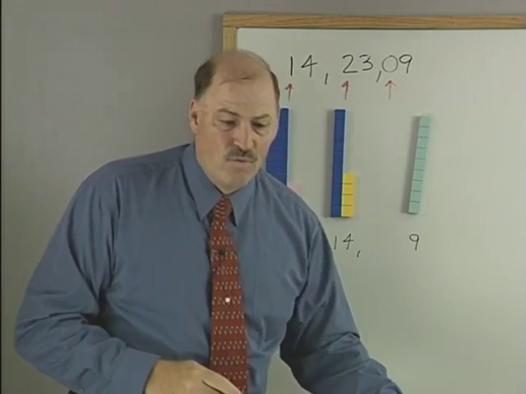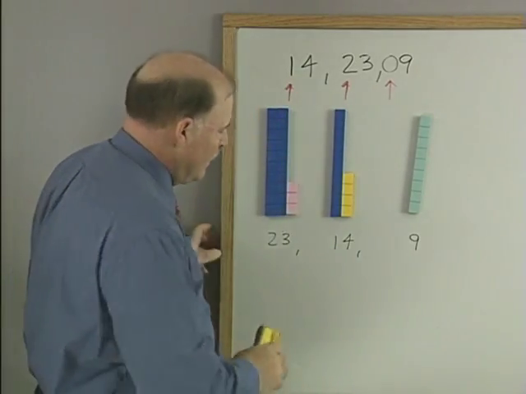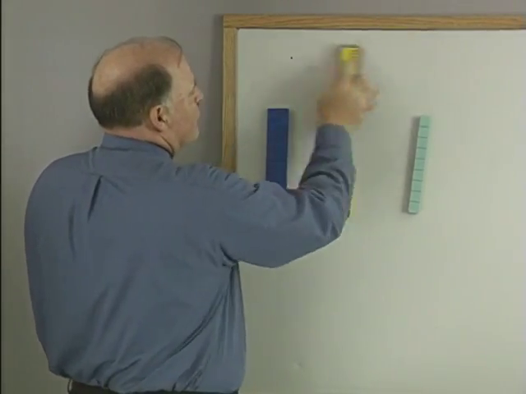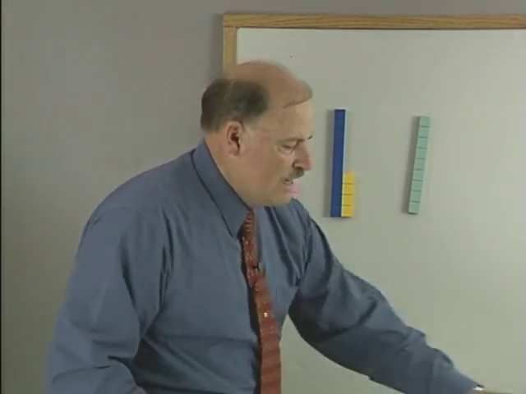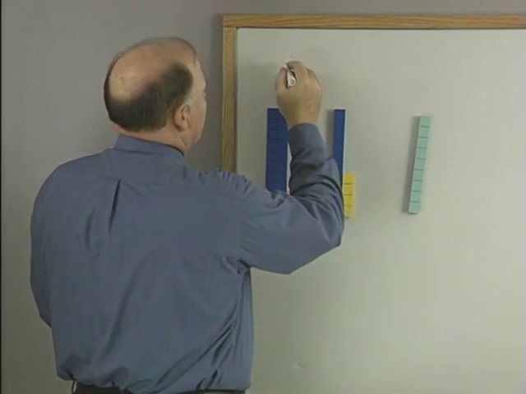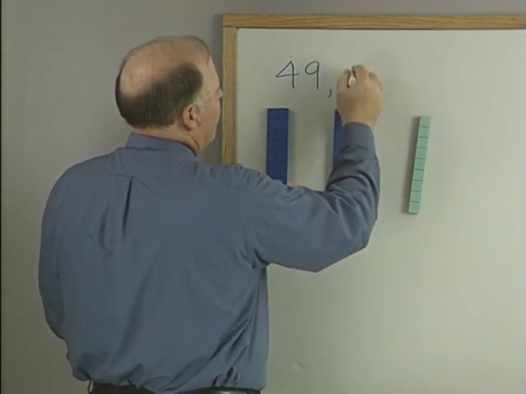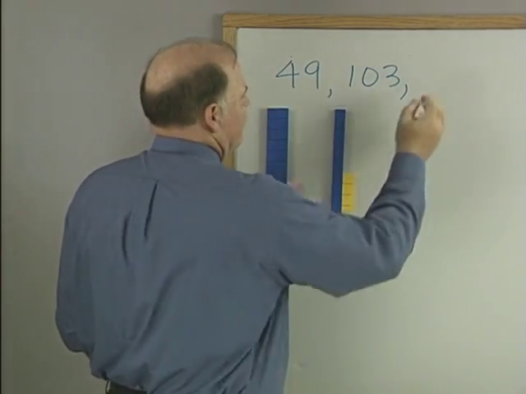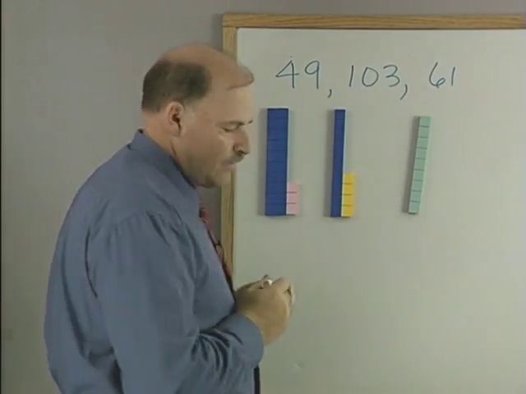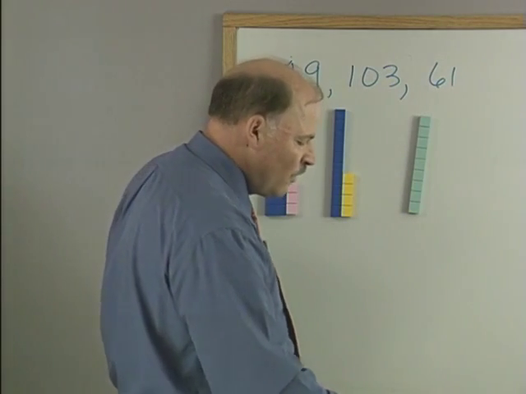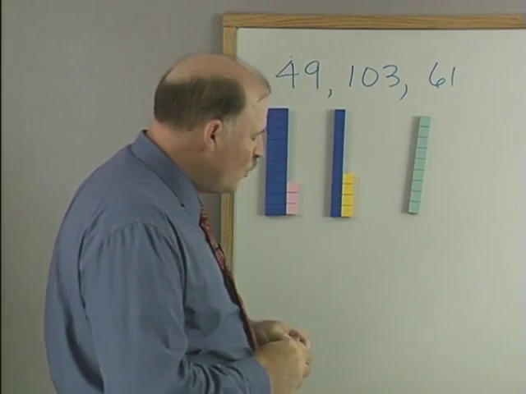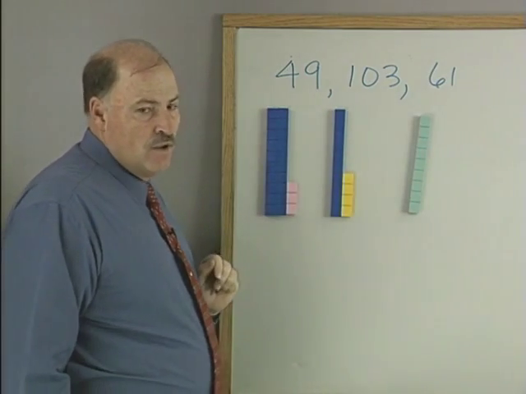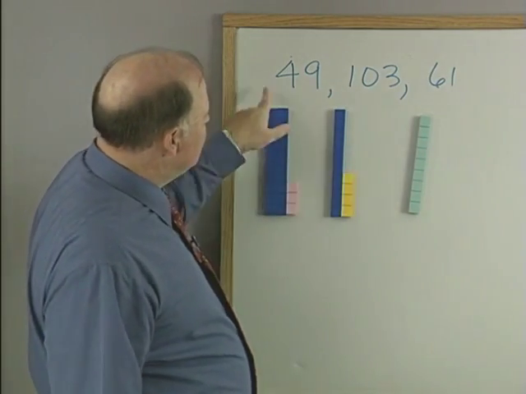Because now I'm going to give you a tough one. Write these three numbers down. 49. 103. And 61. Okay. Now the question on the floor is, if we were to put these in order from largest to smallest, do they all have the same number of places?